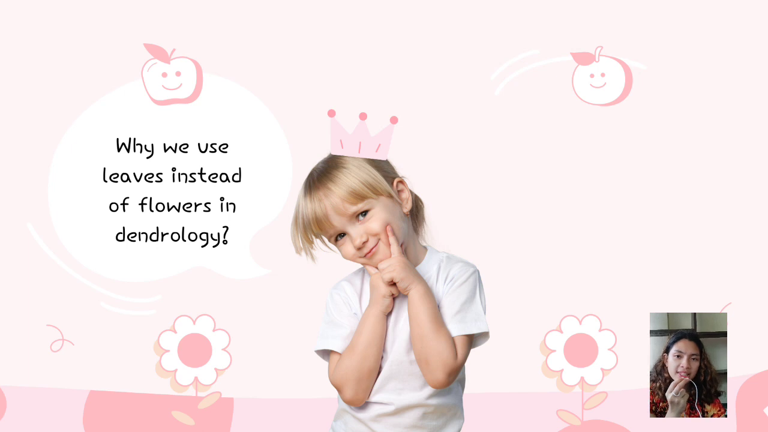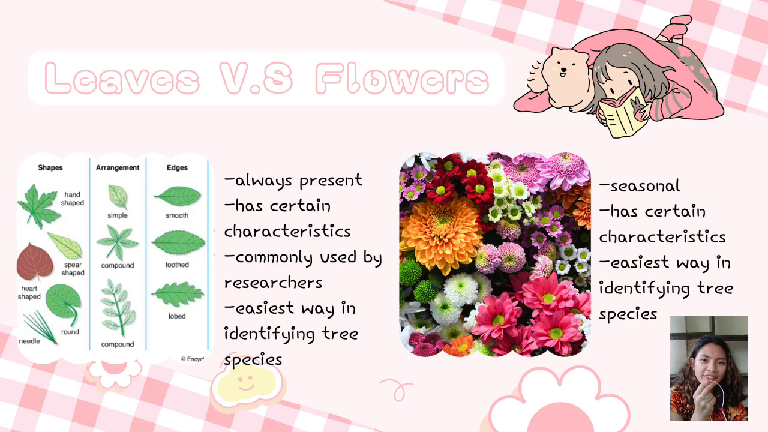Now, why do we use leaves instead of flowers in dendrology? Now, leaves are always present and have certain characteristics commonly used by researchers and are the easiest way of identifying tree species, while flowers are seasonal, have certain characteristics, and also are one of the easiest ways to identify a tree species.